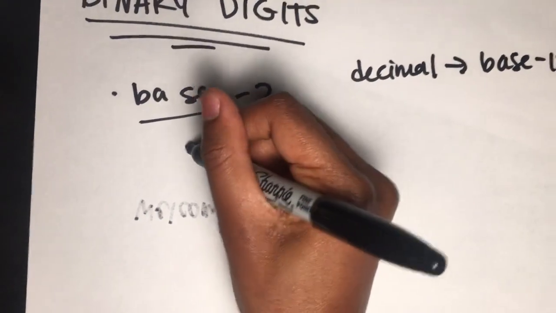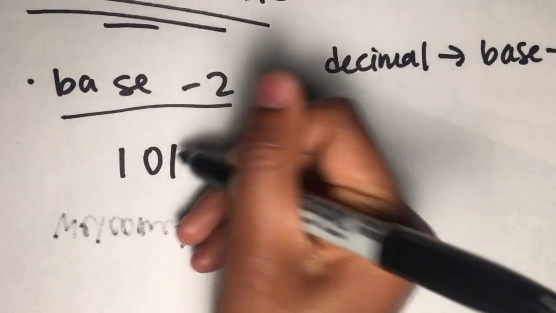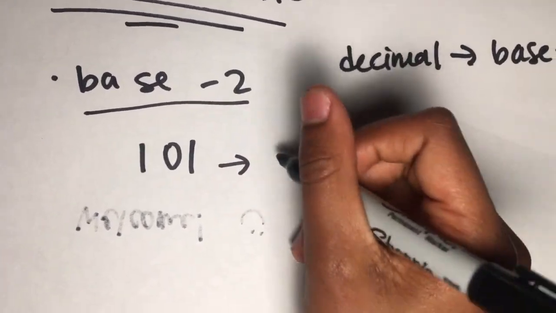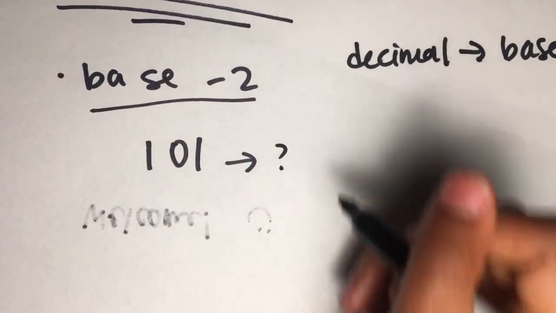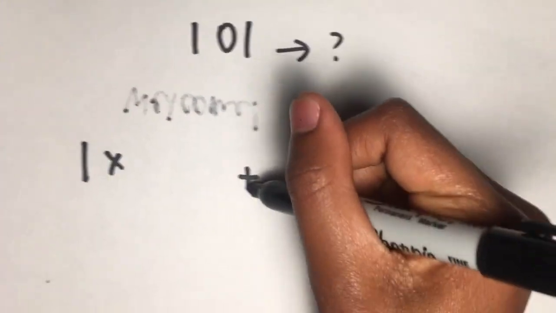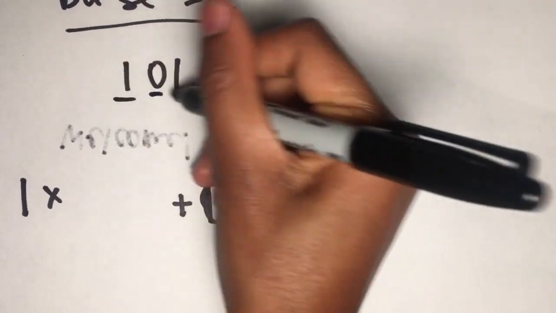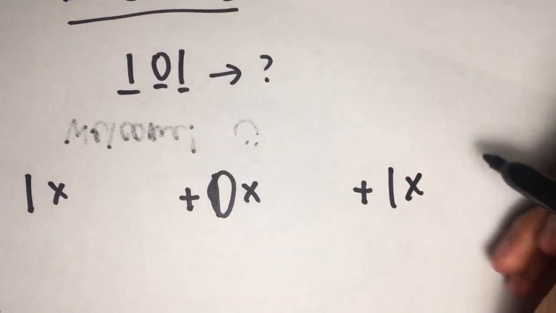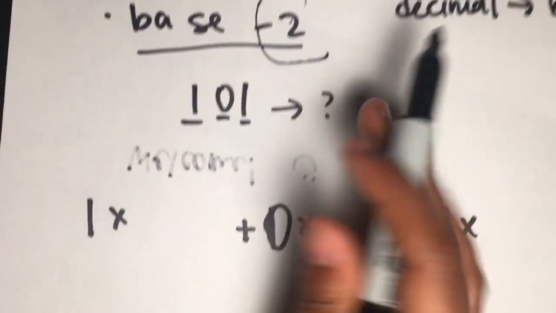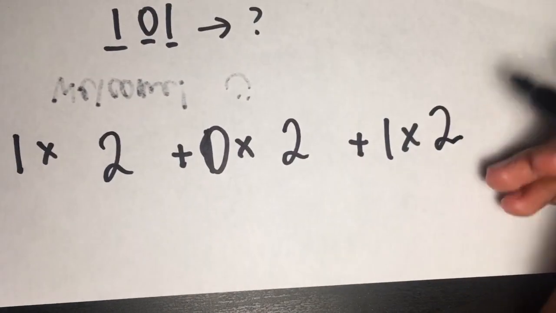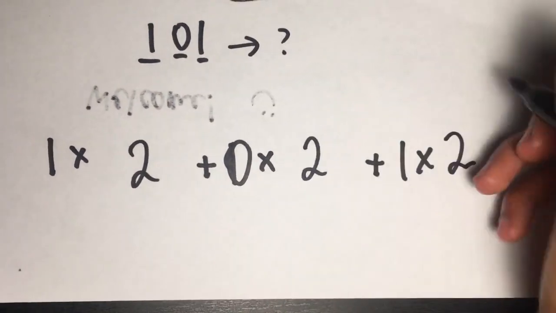So if we wanted to turn the number 101 into a decimal number, like any number that we understand in our world today, then what would we do? We would do 1 times something plus 0 times something plus 1 times something. And since it's base 2 instead of base 10, we put 2 in this place. And then we do the same chronologically ordered thing here.